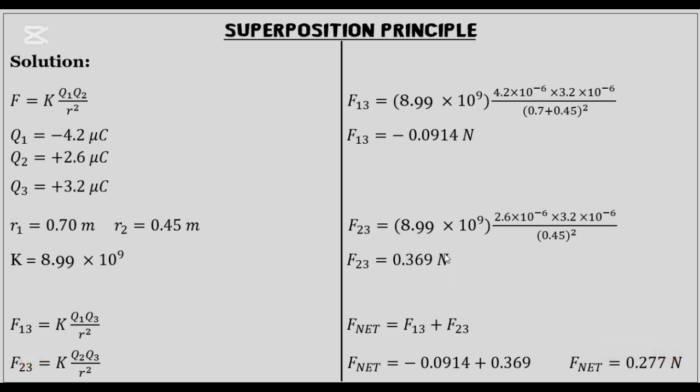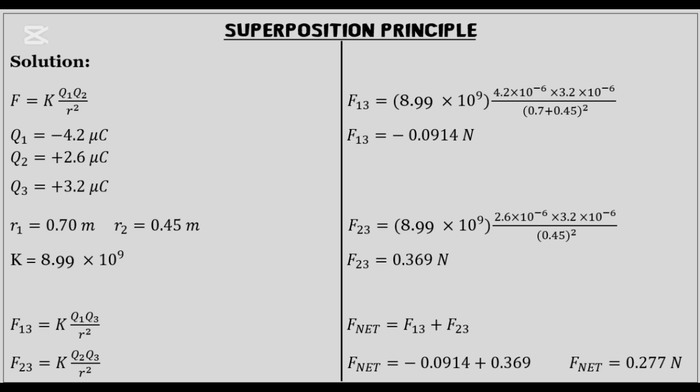Now on to F23, we substitute the K value, which is 8.99 times 10 to the power 9. Then Q2, 2.6 times 10 to the power minus 6, then Q3, 3.2 times 10 to the power minus 6. The distance between Q2 and Q3 is 0.45. After computing, we have 0.369 newtons.